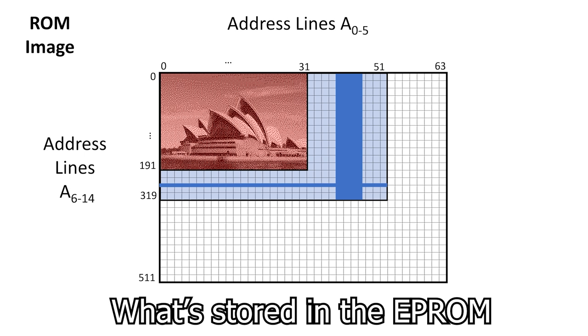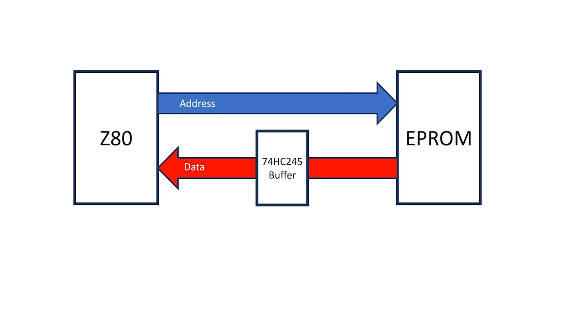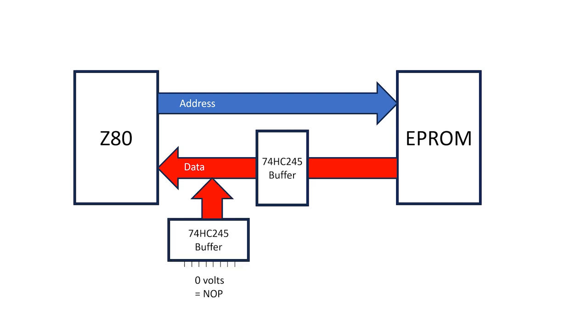Now, remember we have this stored image in the EEPROM that we want the video circuit to see, but we want the Z80 to see 00 hexadecimal or NOOPs at the same memory location. So, on the Z80 side of our bus divided by the 74HC245, we put in place a NOOP generator. This actually happens to be another 74HC245 with one of the buses tied to ground. This is enabled during the first half of the scan line.